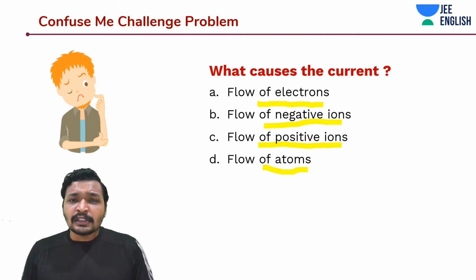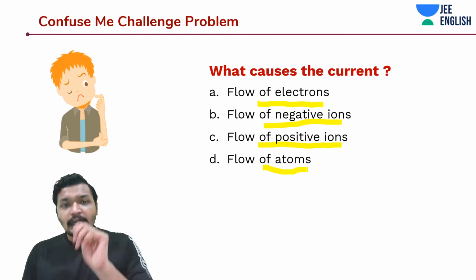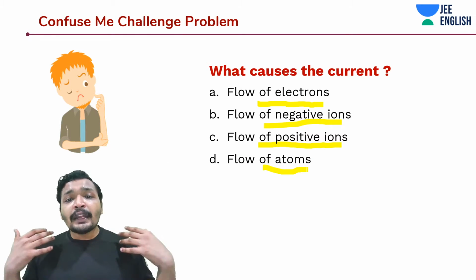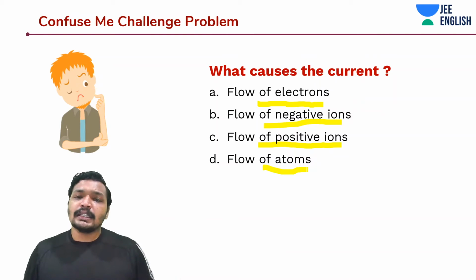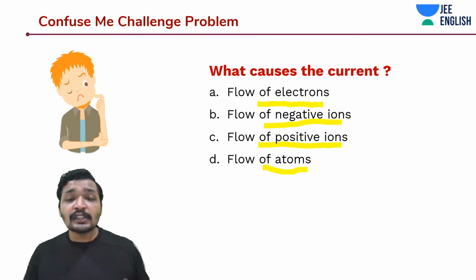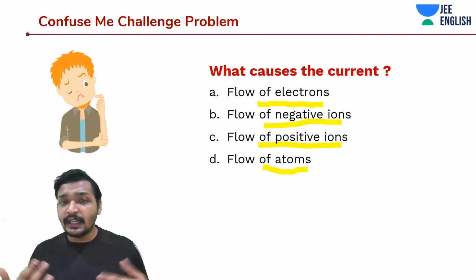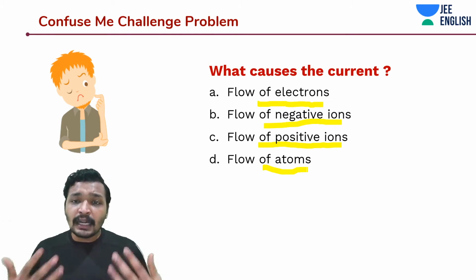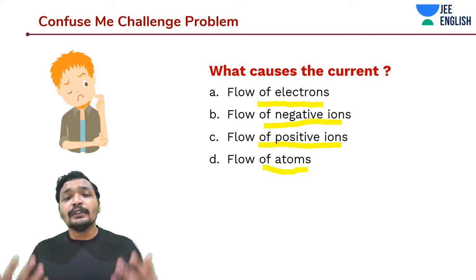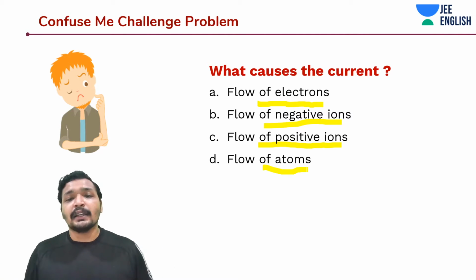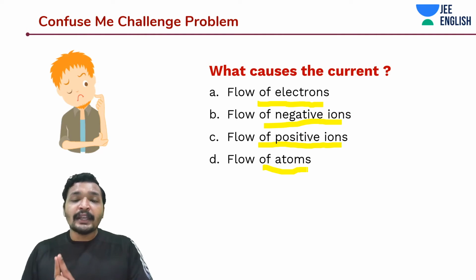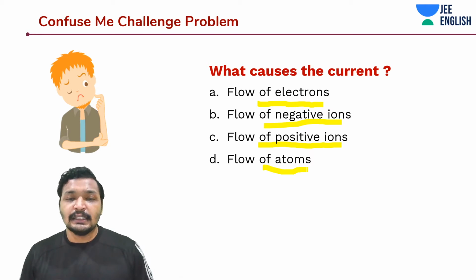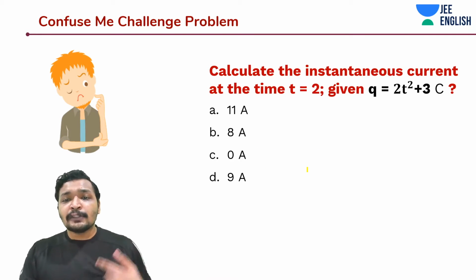Okay guys, you got this point right. So what causes the flow of current? It's the flow of any kind of charged particles. It's not necessarily electrons, but we are going to learn more exclusively about electrons. But generally, when they are talking about current, they are talking about any kind of charged ions or charged particles. This may come in your exam sometimes to just test your fundamentals about current and electricity. Let's get into challenge problem number 2.